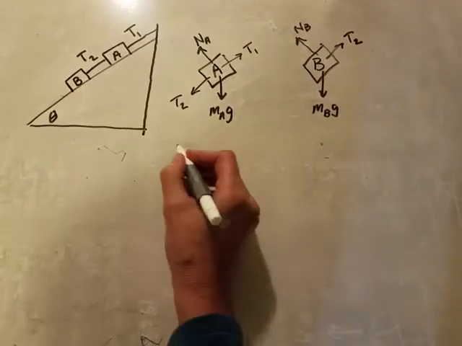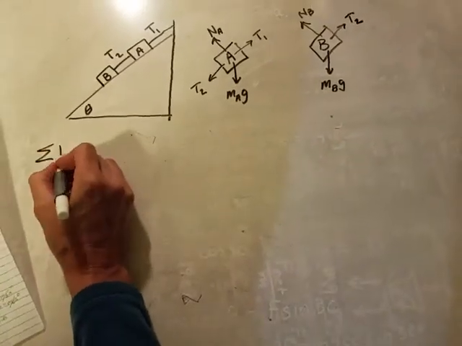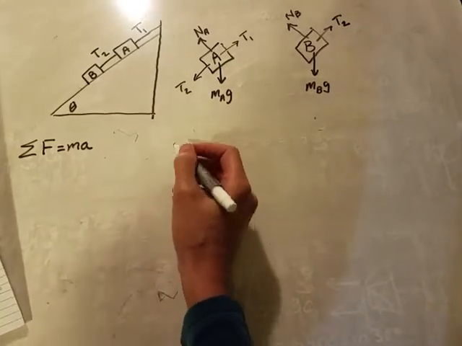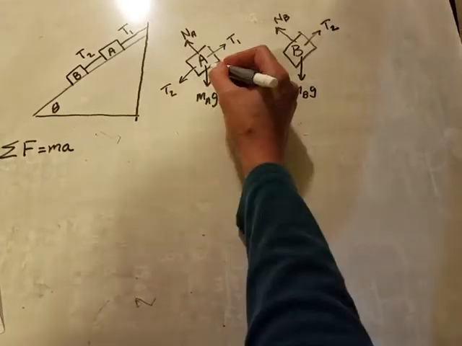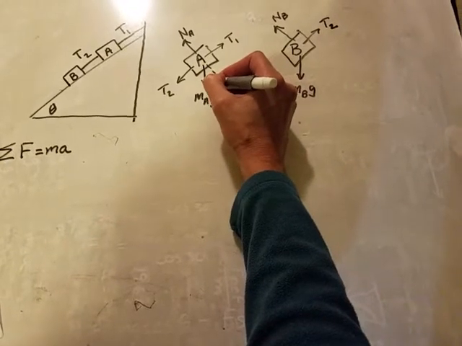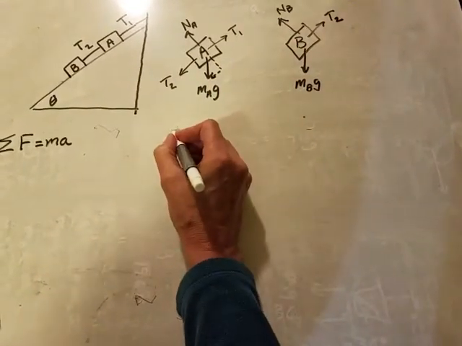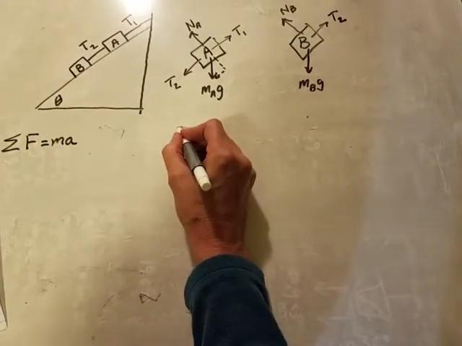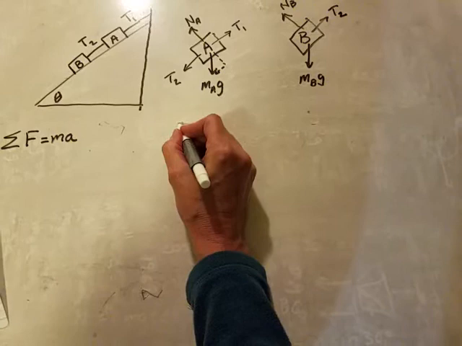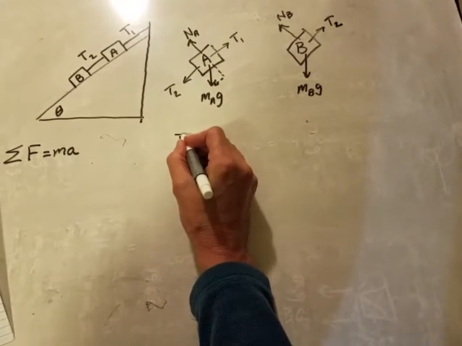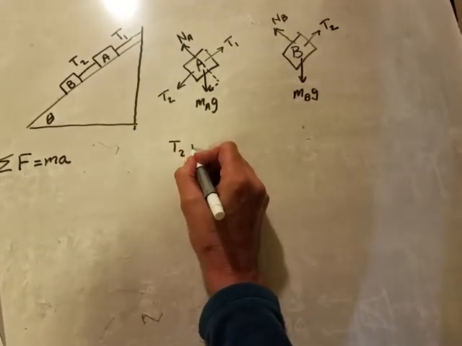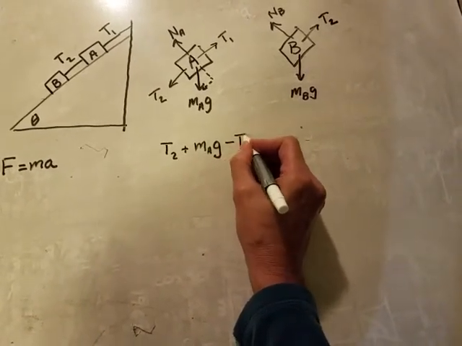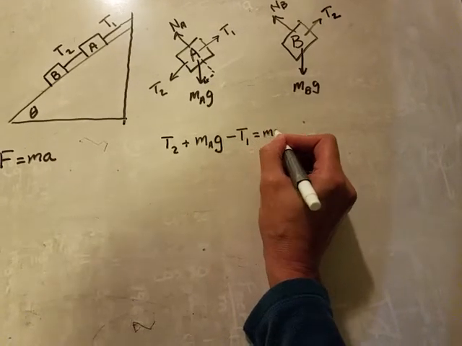So the next step is our force equations. So that sum of the forces is equal to MA. And I'm going to do the parallel and the perpendicular directions. So let's go ahead and take a look at parallel direction first. So we have, I'm going to make down the hill be positive. So I have T2 plus MAG minus T1 is equal to MA.